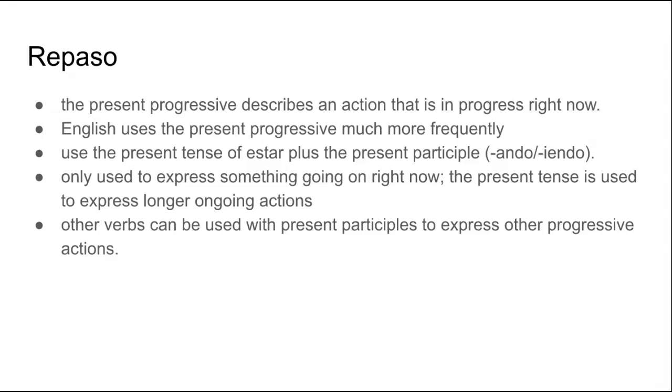You learned that the present progressive describes an action that is in progress right now. You learned that English uses the present progressive much more frequently. Present progressive is formed with the present tense of estar plus the present participle of the main verb. You learned that the present progressive is only used to express something going on right now, and that the present tense is used to express longer, ongoing actions. And finally, you learned that other verbs can be used with the present participle to express other progressive actions. It's your turn to practice.